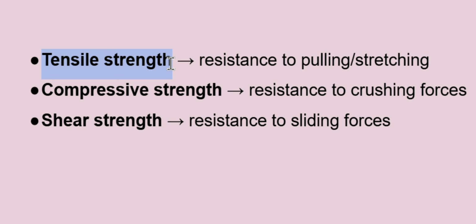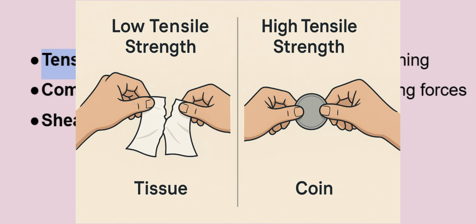So for example, let's say I gave you a 50p coin or a £1 coin, and I asked you to hold it in both your hands and then try and pull it apart. You know you couldn't do that. Why? Because the metal from which the coin is made has high tensile strength, right? It doesn't break easily when you're pulling it apart.